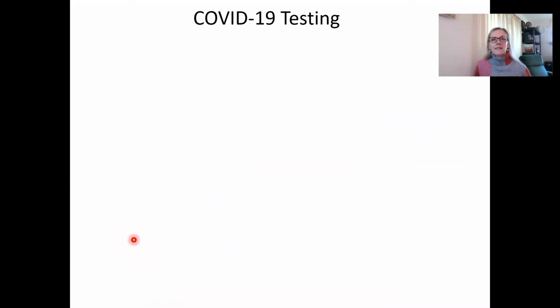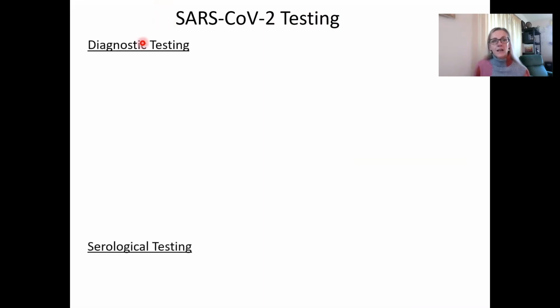So what kind of tests do we have for COVID-19 testing? First of all, we're not really testing for COVID-19 because COVID-19 is the disease. We're testing for the virus. So really it should be SARS-CoV-2 testing. There are two types of tests, diagnostic and serological. Diagnostic tests tell you if you're currently infected, and serological tests tell you if you've had a past infection.